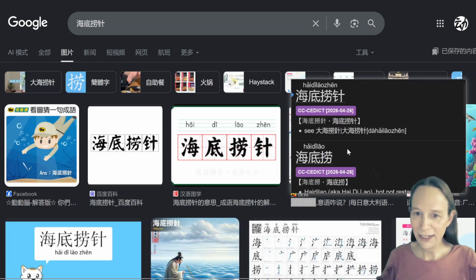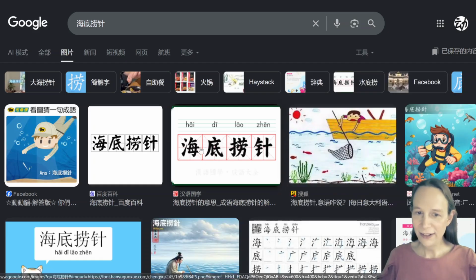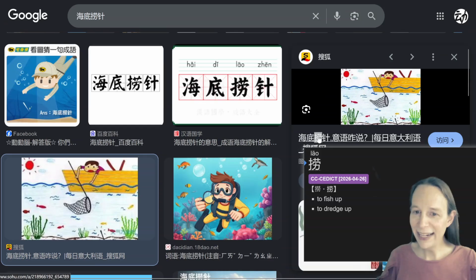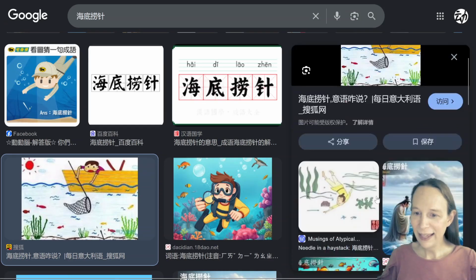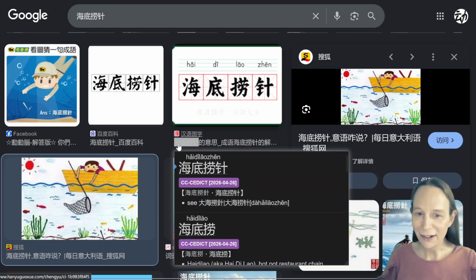海底捞针 or 大海捞针. Yeah, to find a needle in a haystack. Okay, so it's a verb. 海底捞针. So seafloor 捞针, dredge for a needle like this. So you're netting, fishing up a needle at the bottom of the ocean. Yeah, 海底捞针. So what was it? 大海捞针 is the other one.